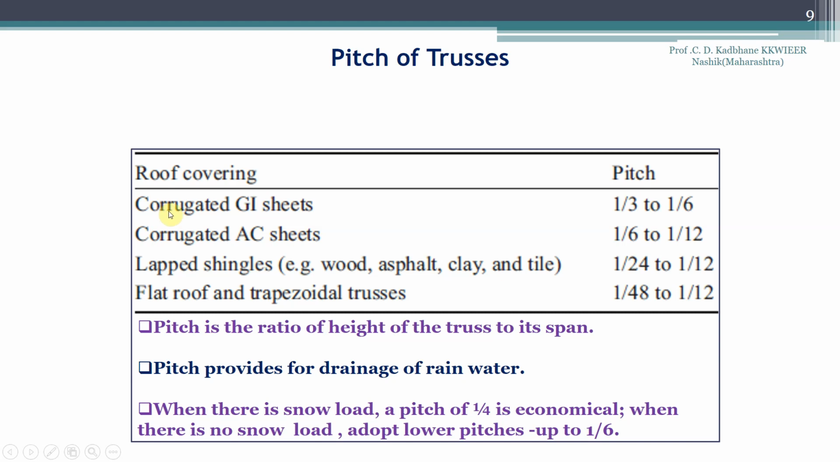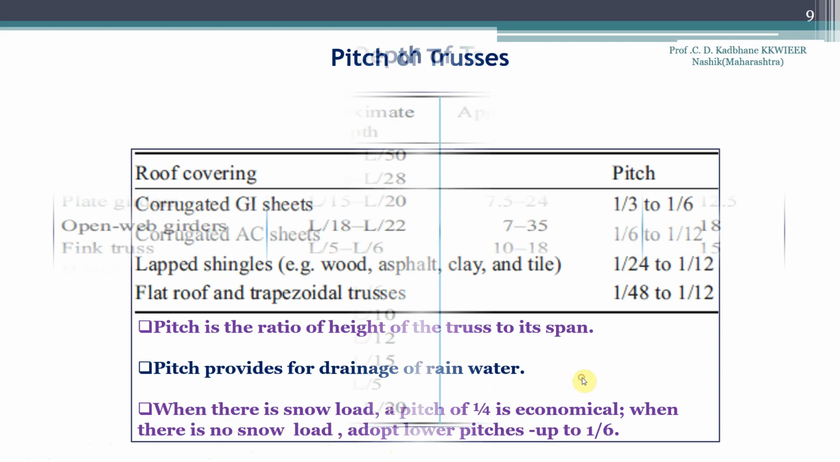So for corrugated GI sheet, pitch of 1/3 to 1/6 can be chosen. For corrugated AC sheets, pitch of 1/6 to 1/12 can be chosen. Similarly, other types of roof covering and their pitches are mentioned. So whenever there is a snow load, a pitch of 1/4 is economical. When there is no snow load, adopt lower pitches up to 1/6.